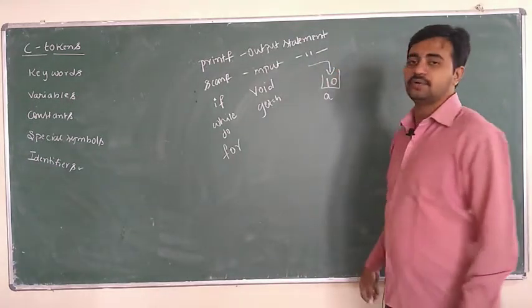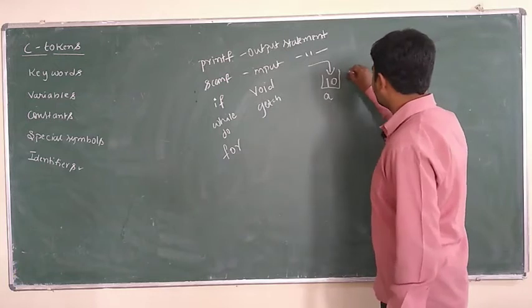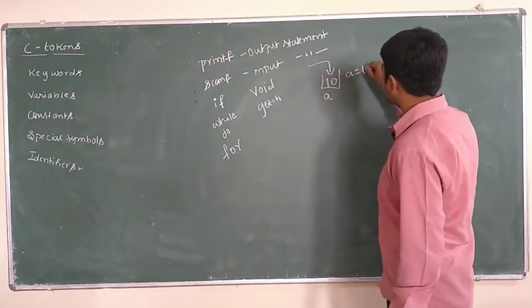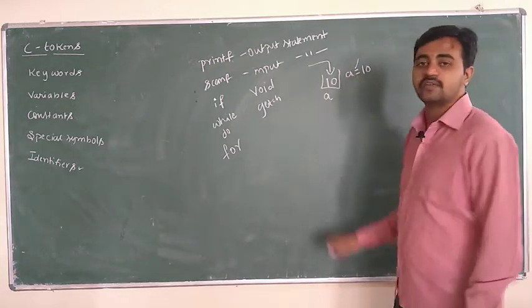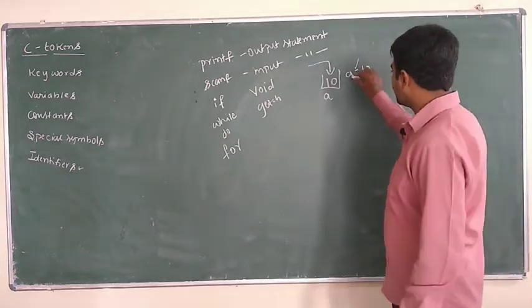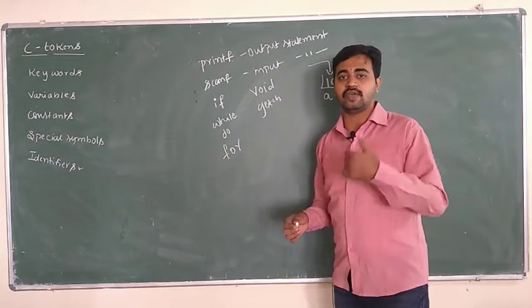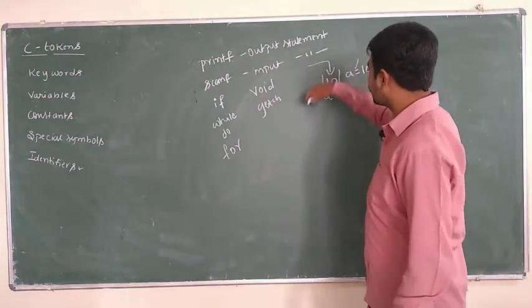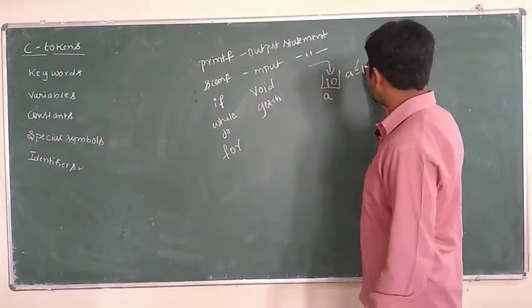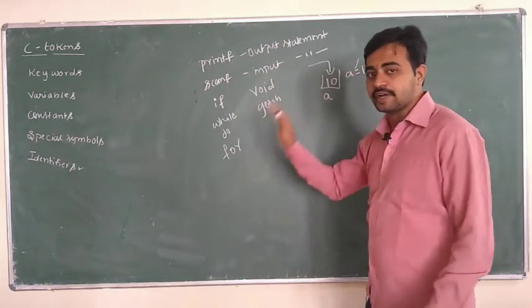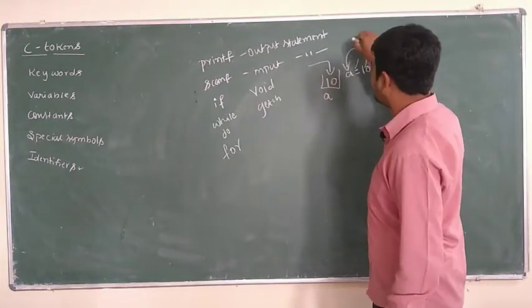I can give any value, like 10. How is it assigned? It is assigned through an operator called the equals operator. So a equals 10. How does the value get placed in a variable in memory? It is placed from the right-hand side to the left-hand side. So the direction will be like this.